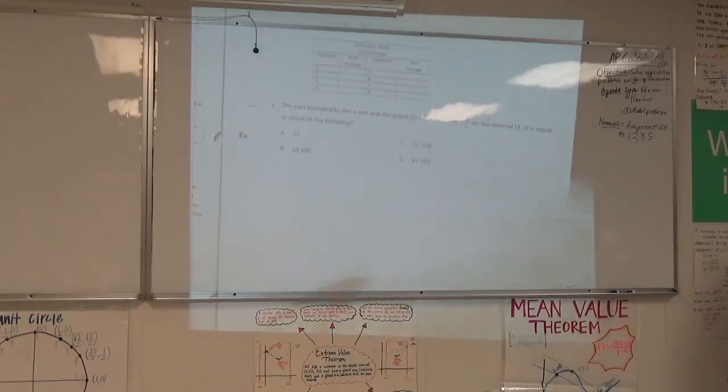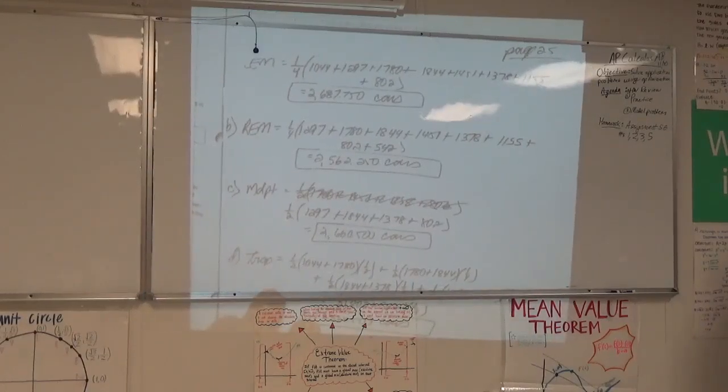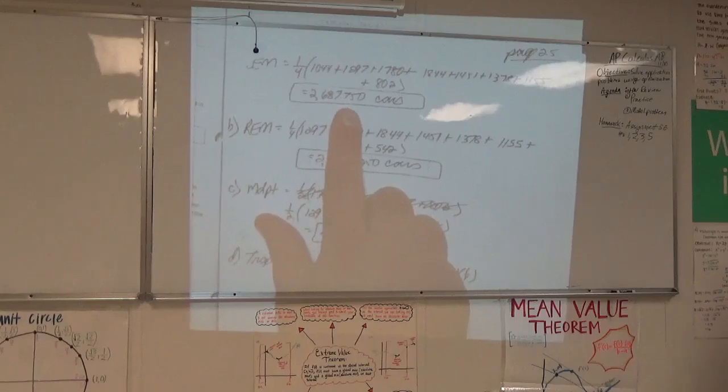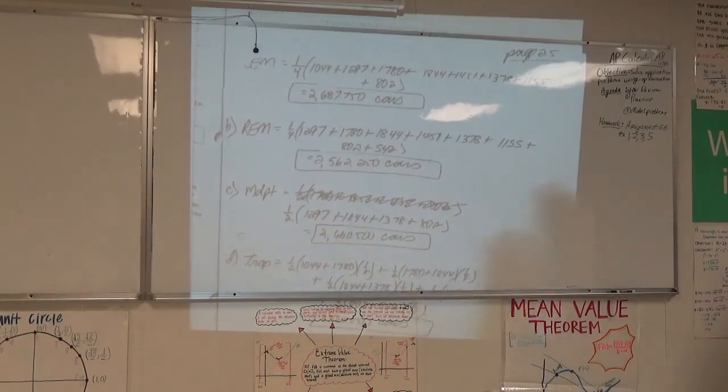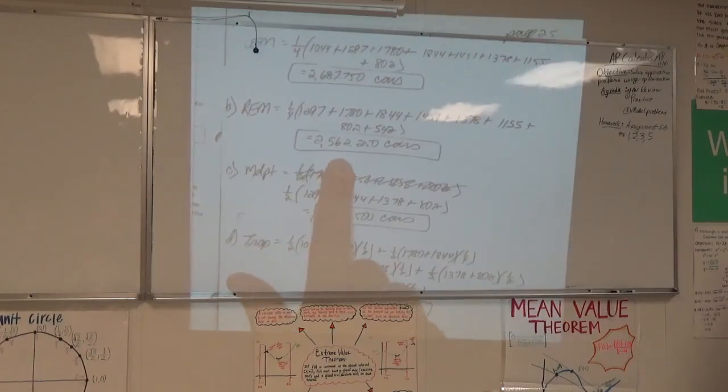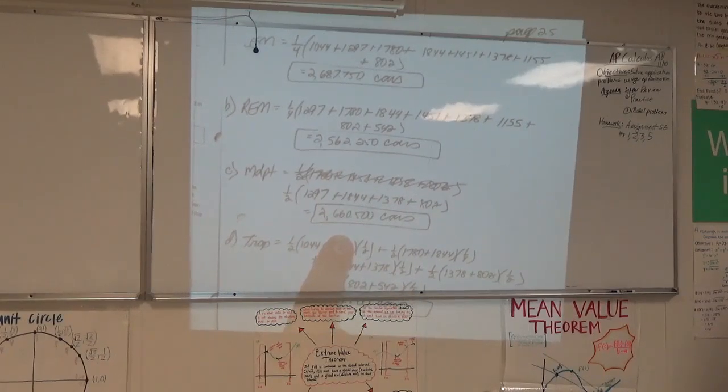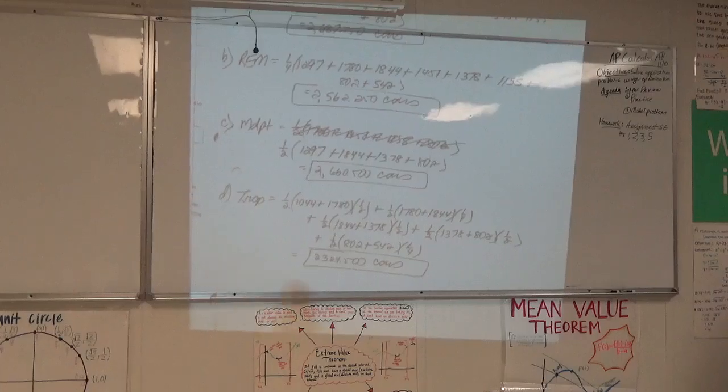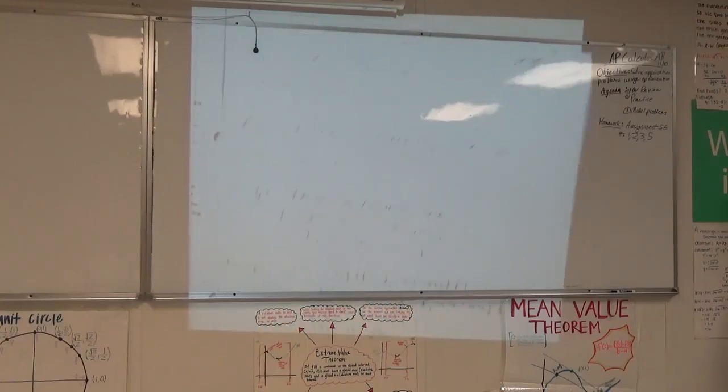So number 5, this is the one about the cars. Okay, so in A, I've got 2,687.750 cars. No. In B, I've got 2,562.250 cars. No. In C, I've got 2,660.500 cars. No. And in D, I've got 2,324.500 cars. No. Well, I doubt that I'm wrong all 4 times.